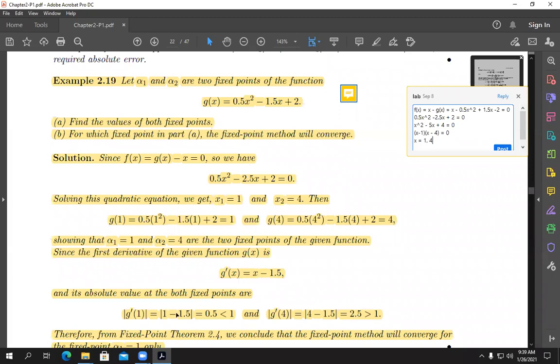Check the derivative at 1. It is 1 minus 1.5, which is 0.5 in magnitude, less than 1. And check at the other root, 4. 4 minus 1.5 is equal to 2.5, which is greater than 1. So it means this one has 2 fixed points, 1 and 4, but this method converges only at alpha equal to 1.